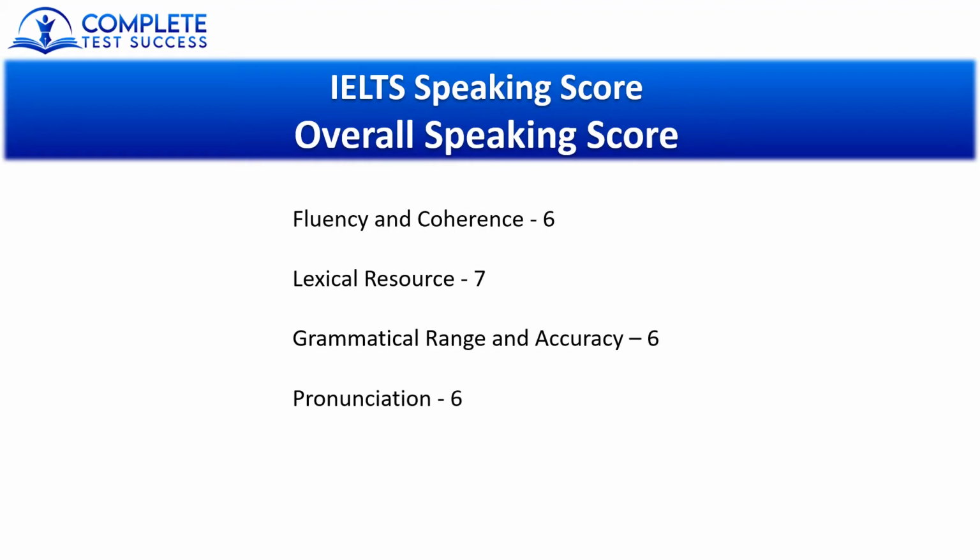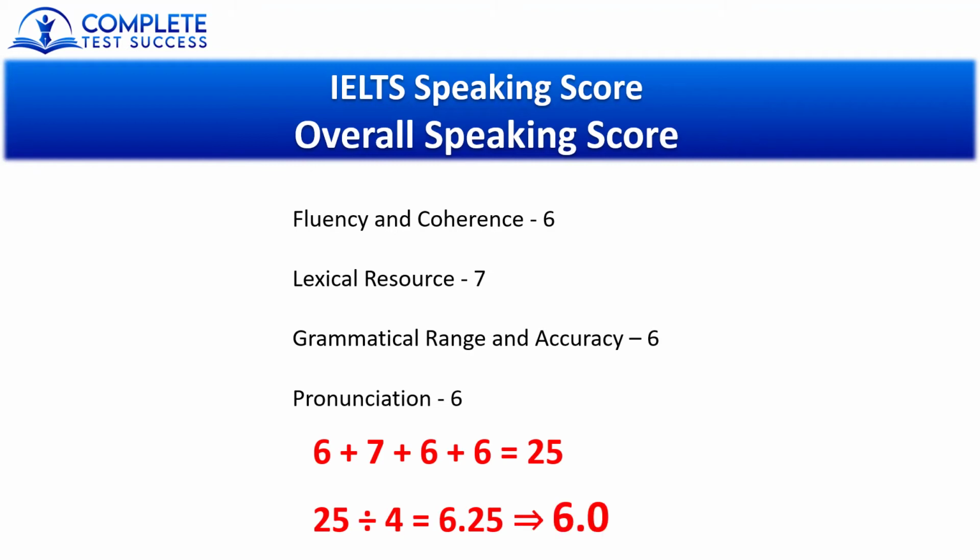So again, you'll get a score from 1 to 9 for each of these, and then they will be combined to determine your overall IELTS speaking score. So let's look at an example here. Let's say a candidate got band 6, 7, 6, and 6. Again, we'll get the average of these, so we'll just add them together, divide by 4, and we get 6.25. And with IELTS speaking, the score will be rounded down. So the actual score for this candidate is a band 6.